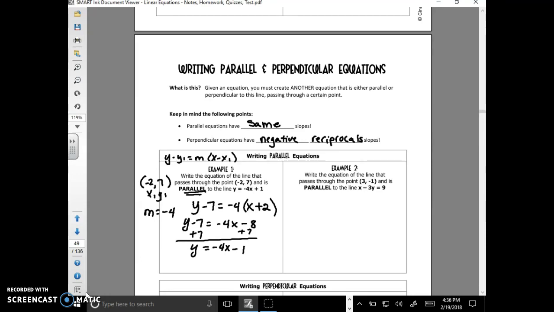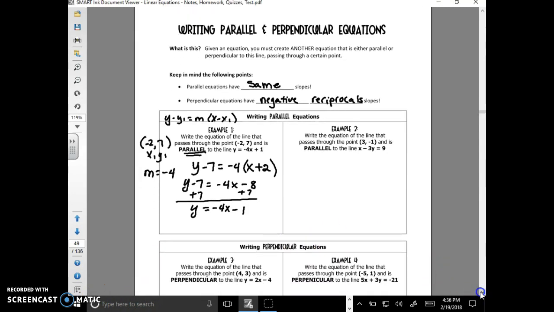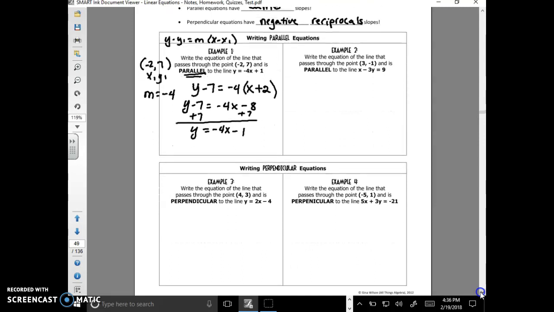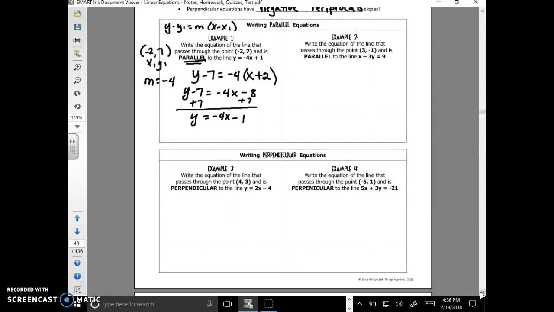Let's go down to the next one on perpendicular. And then you're going to do the rest of the handout. Okay, so now again, we're going to do this y minus y1 equals m times x minus x1. Our ordered pair is 4, 3. The directions are saying perpendicular. So if I look at this one right here, my slope is 2. So perpendicular is the negative reciprocal.